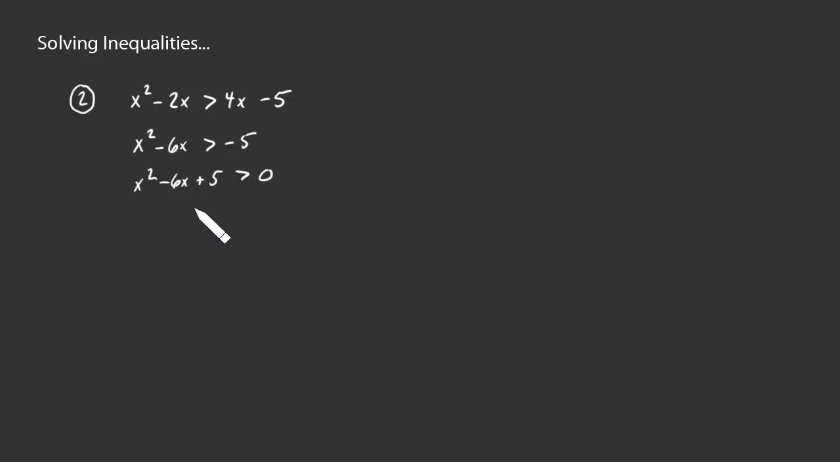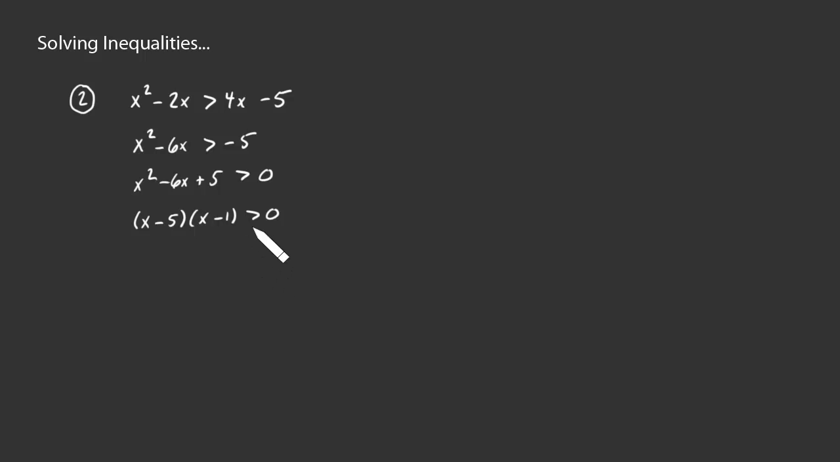And notice this thing does indeed factor. X minus 5 times x minus 1 would do it, right? There's 5x and 1x to give us a 6x. But we have this not equal to 0, but greater than 0. So certainly this factorization would help if we were solving the related equation, where we have equals here, but does it help here? Believe it or not, it does.